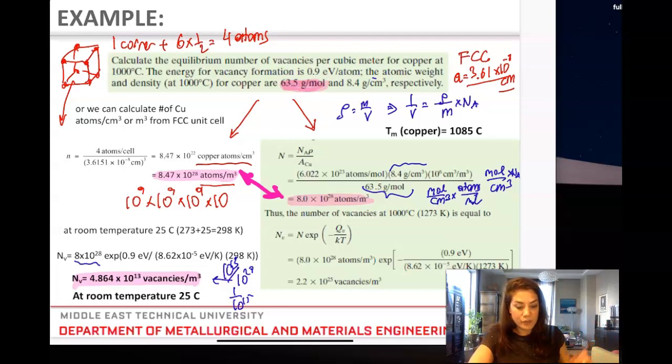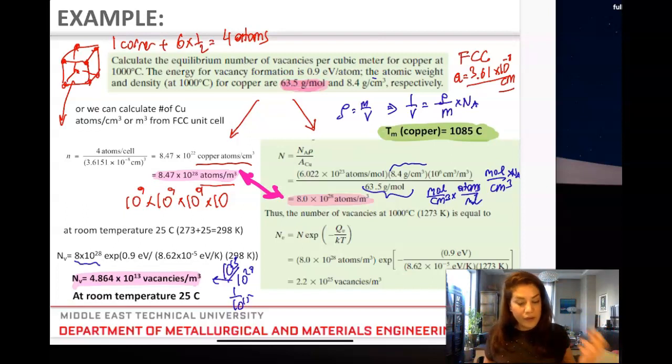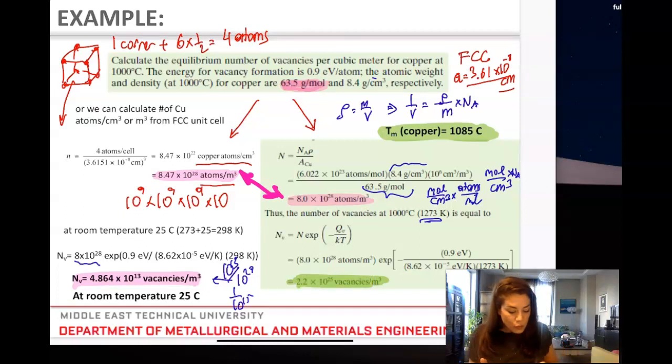As I raise the temperature, as I get close to the melting temperature of copper, look, the melting temperature of copper is given as 1085 degrees C. Okay, so we are 85 degrees just below that melting temperature. So we're at that temperature, 1000 degrees C, which is equal to what? 1273 Kelvin. And if I plug everything in, what do I obtain? I obtain 2.2 times 10 to the power 25 vacancies per meter cube.